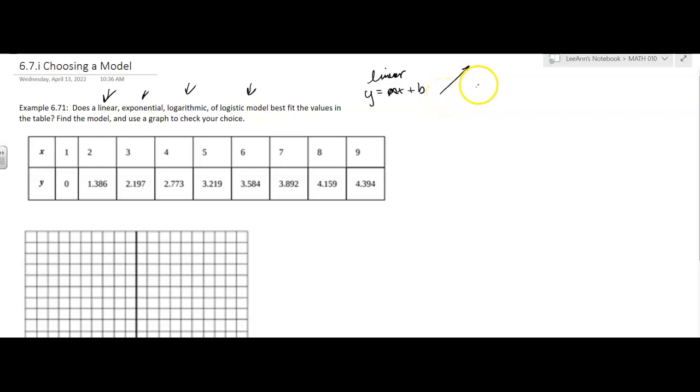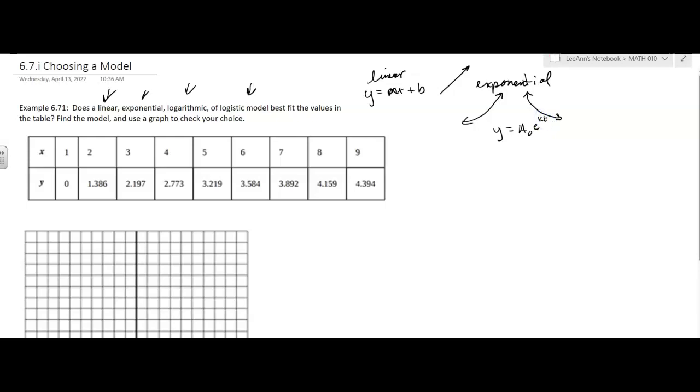Okay, an exponential model, if it's a growth, it's going to be going like this. If it's a decay, it's going to be going like that, right? So exponential growth or decay, something like that. And we've been working with those quite a bit today.